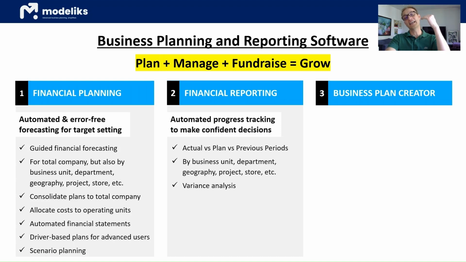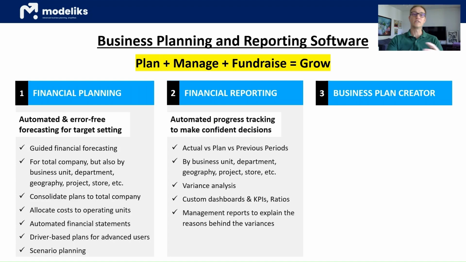It has an automatic variance analysis on every single part within the business. You can create custom dashboards and KPIs in order to create the reporting structure that is perfect for you and for your business. From there, you can create management reports where you can actually explain the reasons behind the variances, behind the numbers that you see in your financial reports. And finally, you can do all of this by connecting to your accounting system so that you can have error-free and instant monthly reporting, management reporting done within Modeliks.